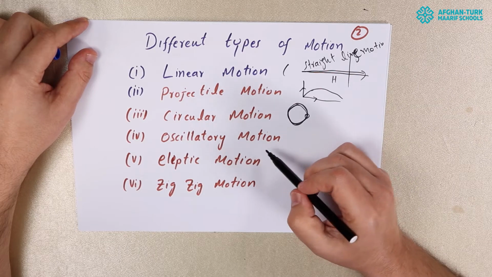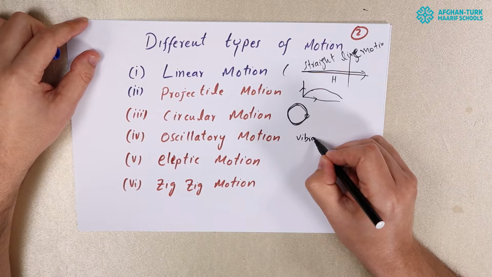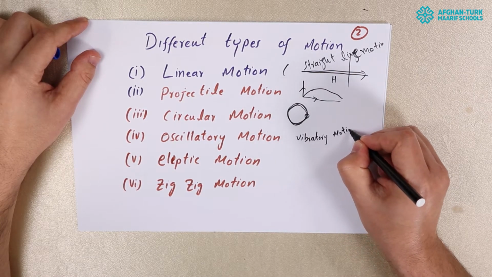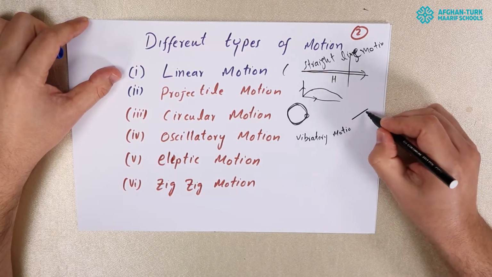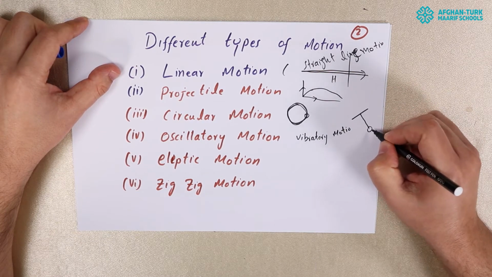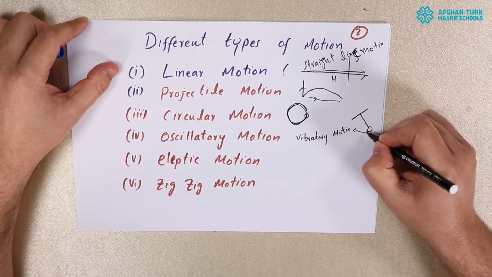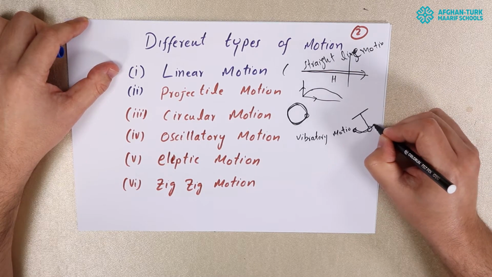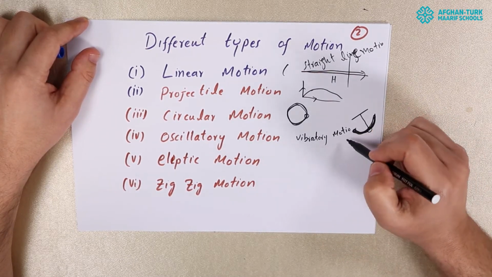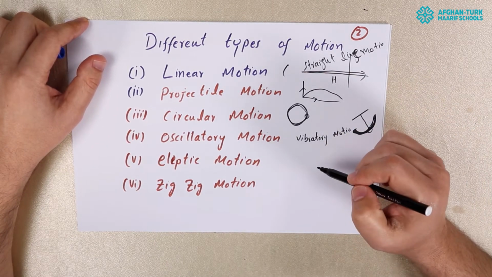The next one is oscillatory motion. Oscillatory motion is also called vibratory motion or to and fro motion. For example, we can explain with the help of a diagram. Let's suppose this is a simple pendulum. If I displace the pendulum from here, from this position to this, and release, it will start the motion. So this motion is oscillatory motion, or vibratory motion, or to and fro motion. Different names are used for this motion.